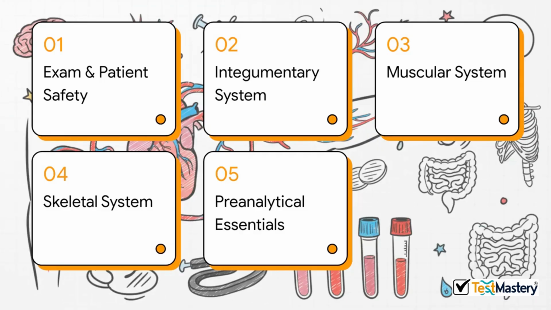So here's our game plan. We'll break this down into 5 key areas. We're going to start with your exam and patient safety. Then we'll dive into the integumentary, muscular, and skeletal systems. And we'll wrap it all up with a review of the pre-analytical essentials.